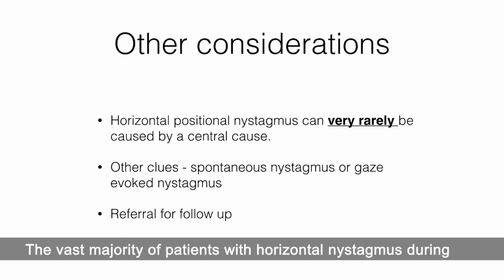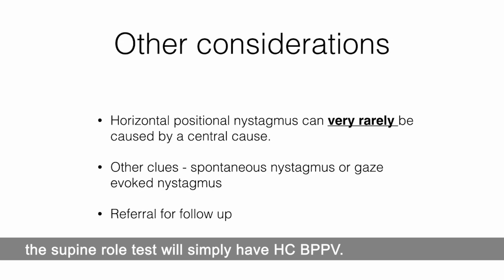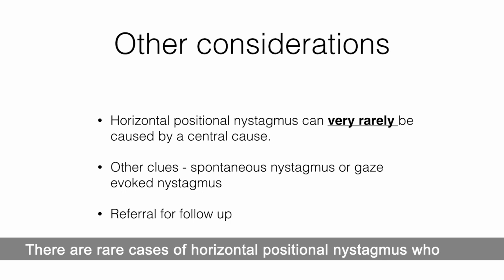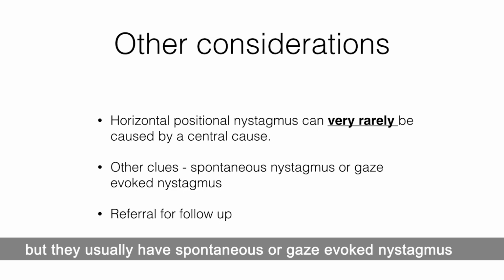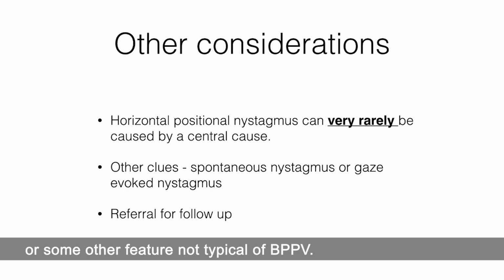The vast majority of patients with horizontal nystagmus during the supine roll test will simply have horizontal canal BPPV. There are rare cases of patients with horizontal positional nystagmus who turn out to have a central cause for their vertigo, but they usually have spontaneous or gaze-evoked nystagmus or some other feature not typical of BPPV. These patients should be referred for follow-up.